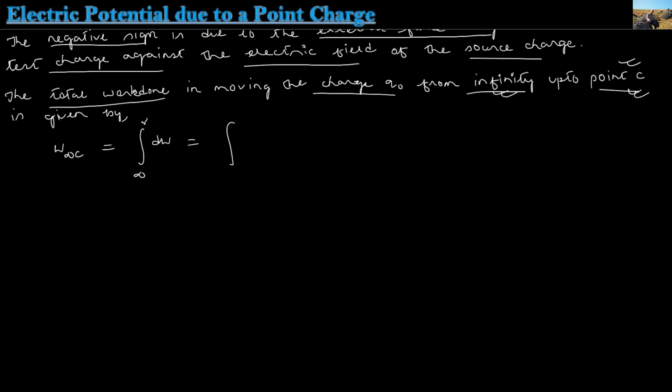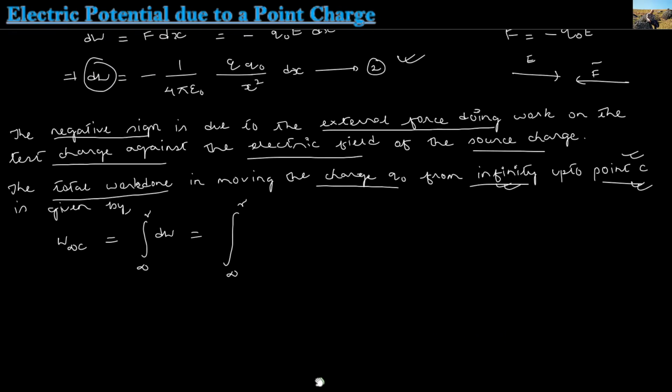So this will be the integration from infinity up to R of dW, which is given by that expression: minus 1 by 4 pi epsilon naught Q naught divided by x square into dx. When you look at the terms inside the integral, the quantity 1 by 4 pi epsilon naught and Q naught are all independent of x.